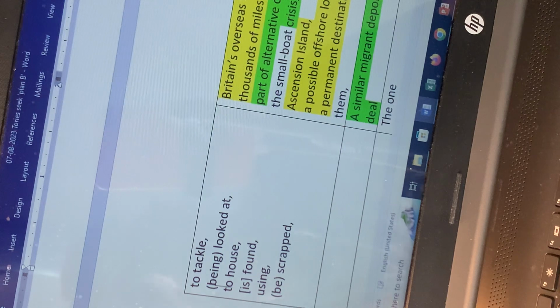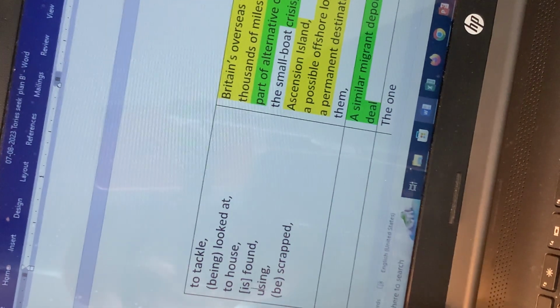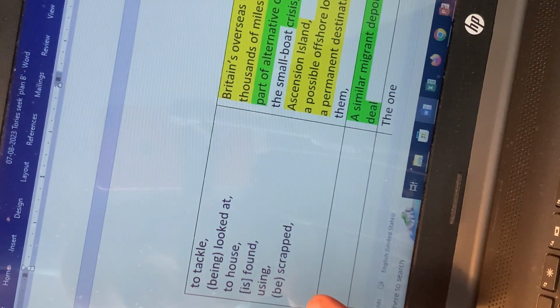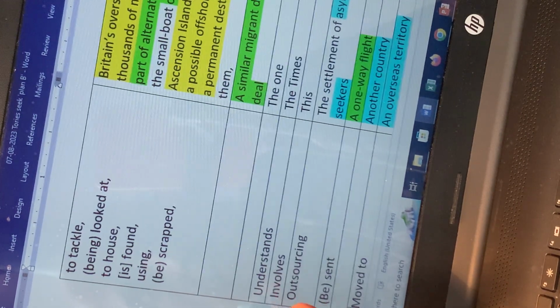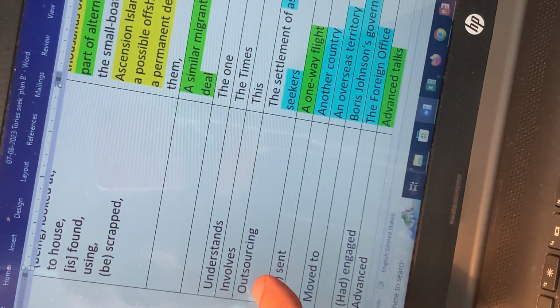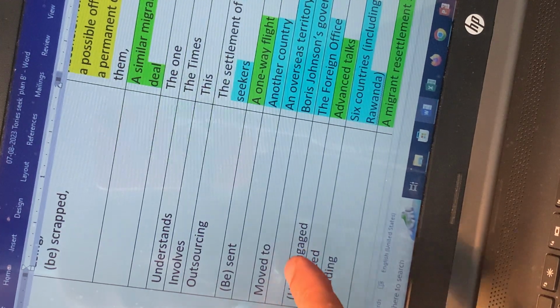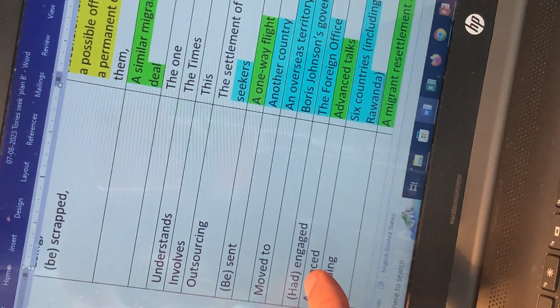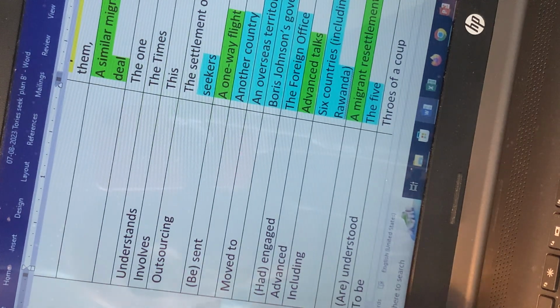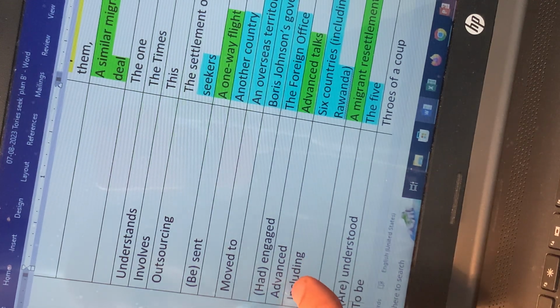To house as a verb. Is found, be scrapped, understand, outsourcing, be sent, move to, had engaged, advance. Here it's a passive participle, past participle.